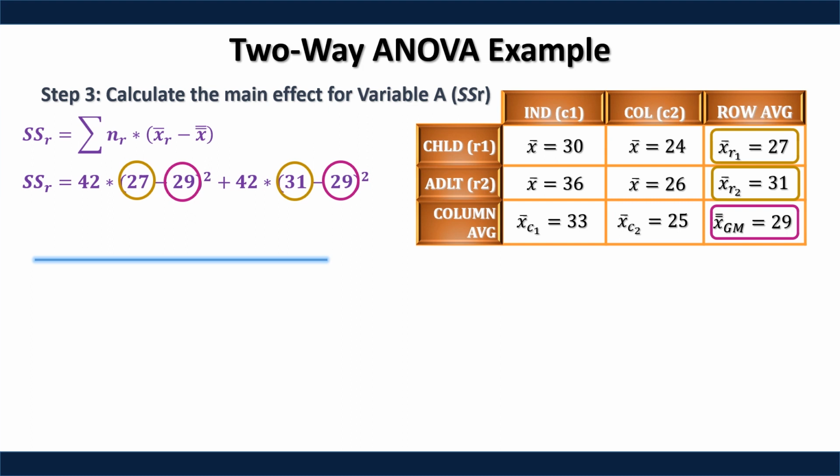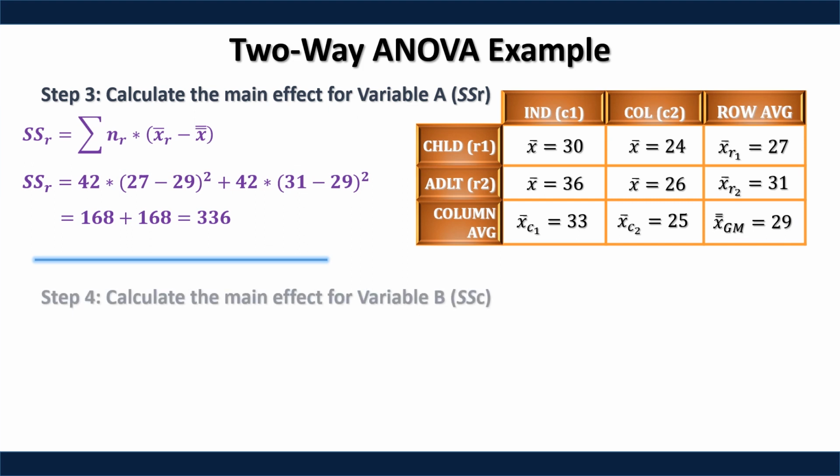In the case of the sample size for, say, row 1, you have 21 participants in row 1 column 1 and 21 participants in row 1 column 2. So your n for row 1 is 42. Doing all the basic arithmetic will give you a sum of squares row, which represents age, of 336.